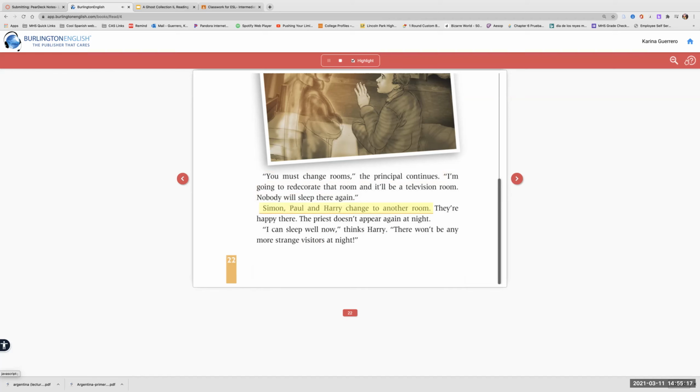Simon, Paul, and Harry change to another room. They're happy there. The priest doesn't appear again at night. "I can sleep well now," thinks Harry. "There won't be any more strange visitors at night."